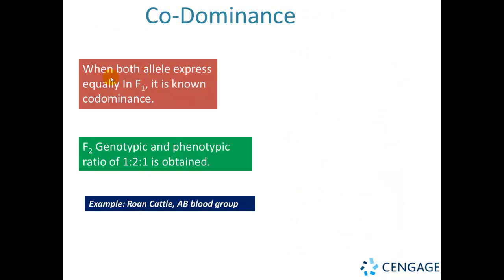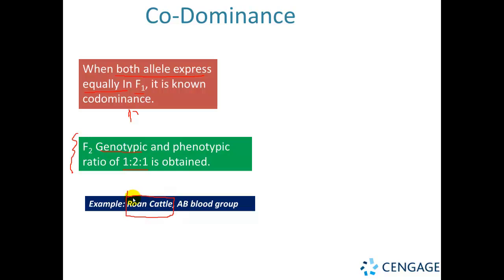Now have a look at another type of dominance, what we call codominance. Codominance is a dominance in which both alleles express equally, right? And if it happens in the F1 generation, we call it codominance. In this case also the genotypic and phenotypic ratio is modified, and both are 1:2:1, as observed in the case of incomplete dominance.